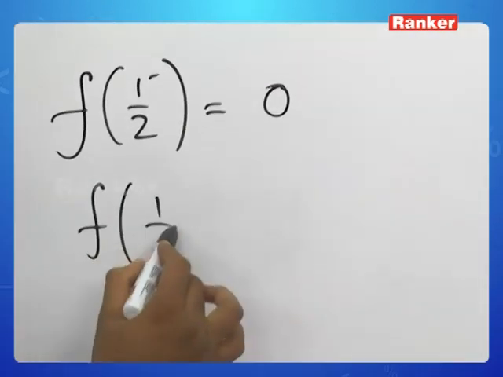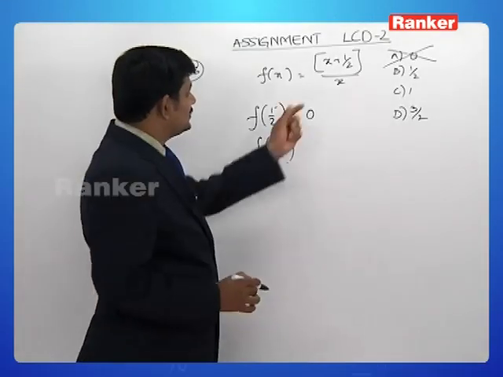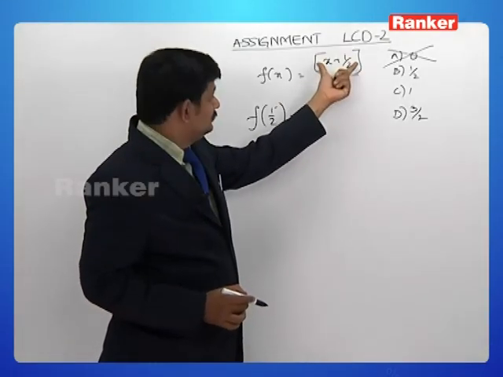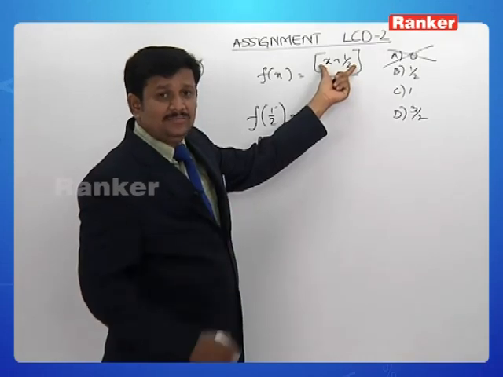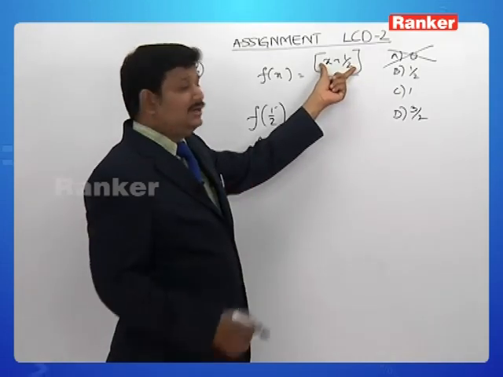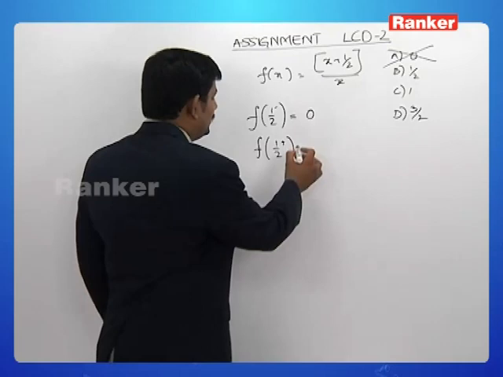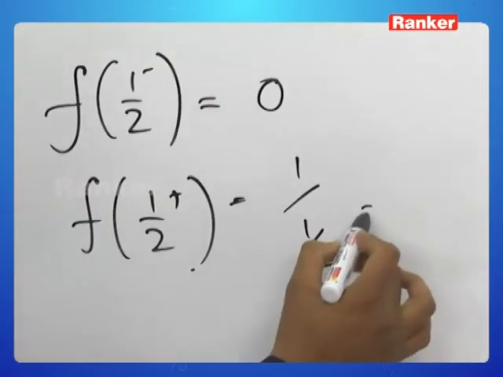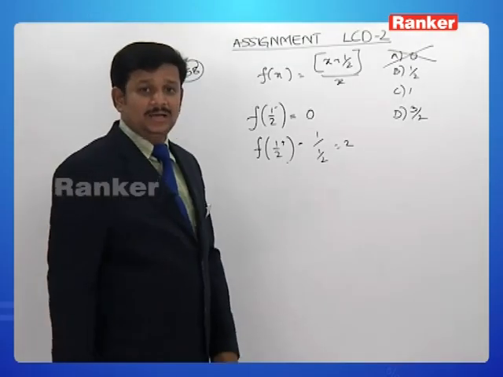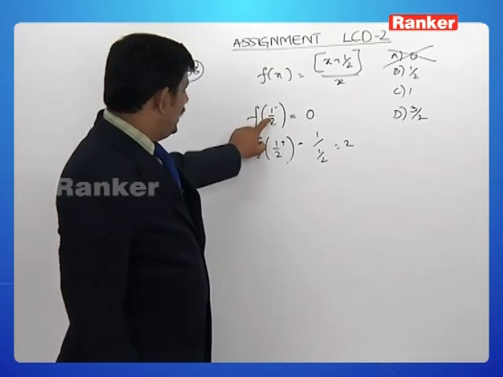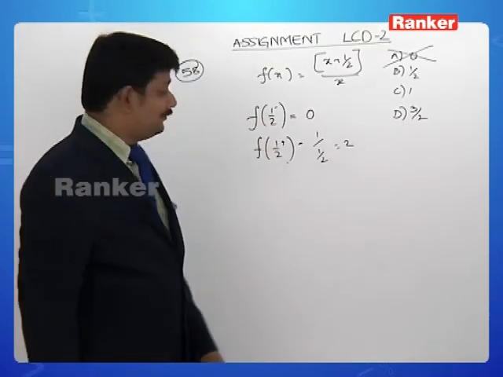And what is f of half plus? x is slightly greater than half, so x plus half will be slightly greater than 1. Whenever a number is slightly greater than 1, its integral part is 1. 1 by half, which is 2. Again you can see f of half minus is different from f of half plus.